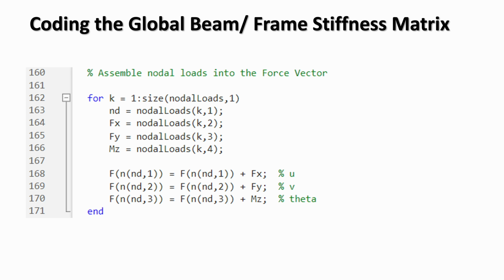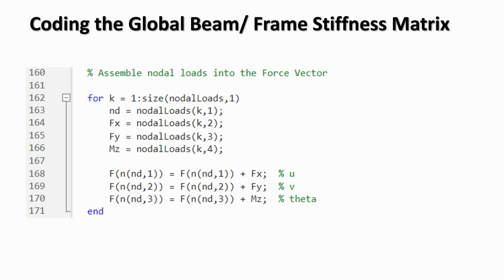So for this node, the horizontal force goes into the degree of freedom for horizontal displacement, the vertical into vertical, and the moment into the one for rotation. If 2 loads act on the same degree of freedom, they simply are added together in the vector. By the time the loop finishes, every nodal load has been correctly inserted into the global vector F, aligned with the degree of freedom numbering we used for the stiffness matrix.